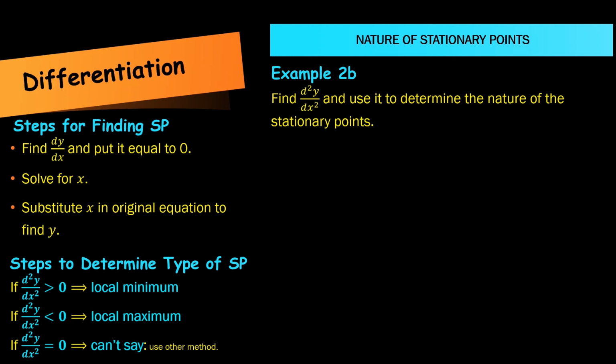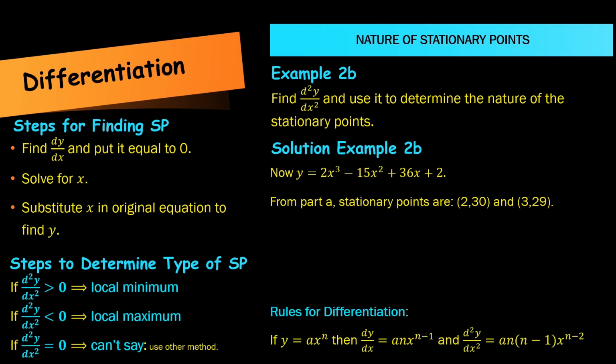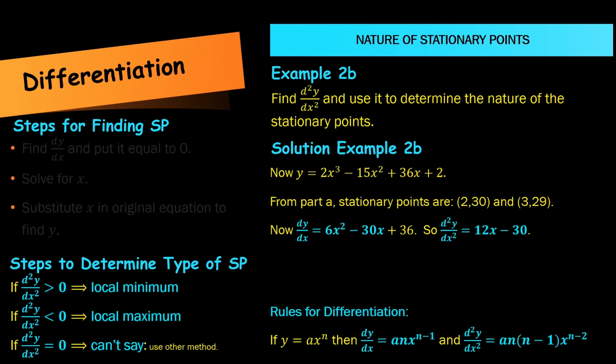So let's solve this. So let's summarize the information that we already have. We have the equation for y. We also have from part A the stationary points, and we can remind ourselves of the rules for differentiation at the bottom of the screen. So we can now find d²y/dx². Applying the formula a second time, we obtain d²y/dx² equals 12x minus 30.